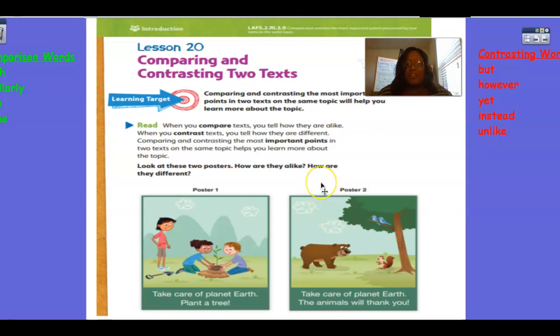Now, here I would like for you to look at these two posters. How are they alike? And how are they different? Take a few moments. Here you have poster 1. And in poster 1, they are taking care of planet Earth. And it appears that they are planting a tree. Then you have poster 2. Here you have take care of planet Earth and the animals will thank you.